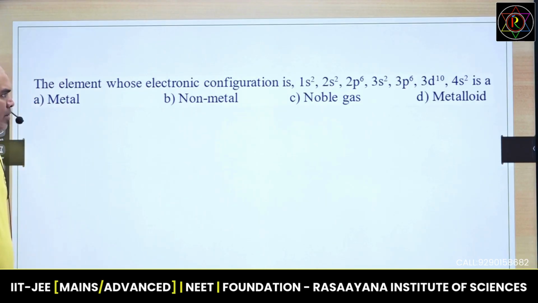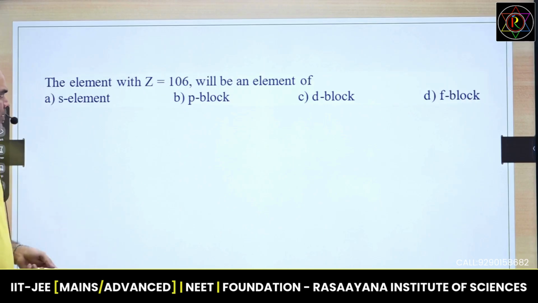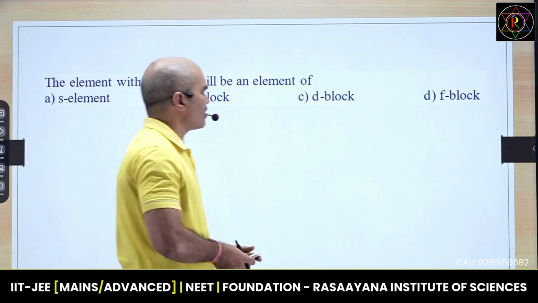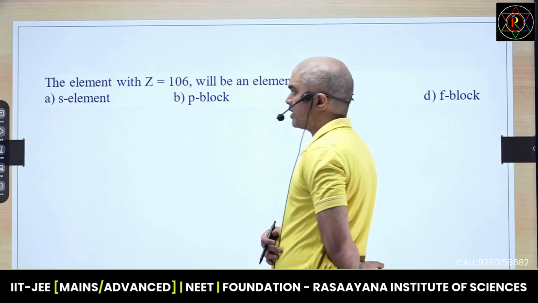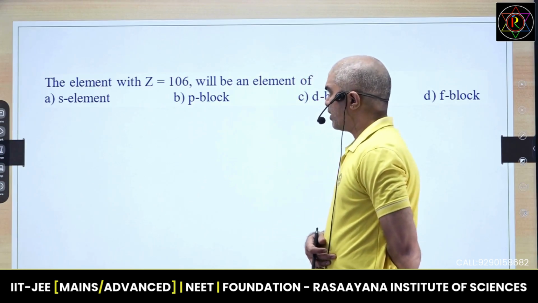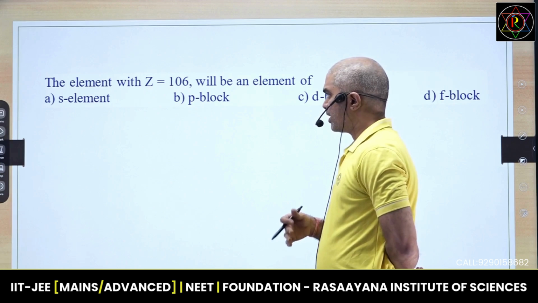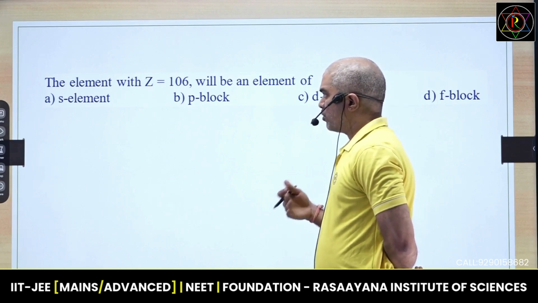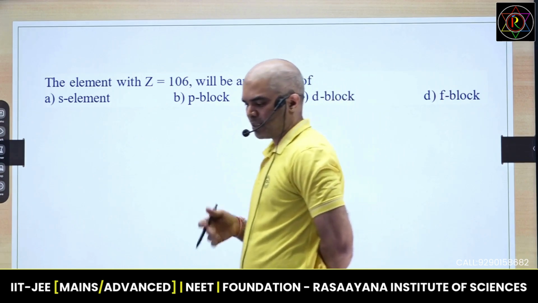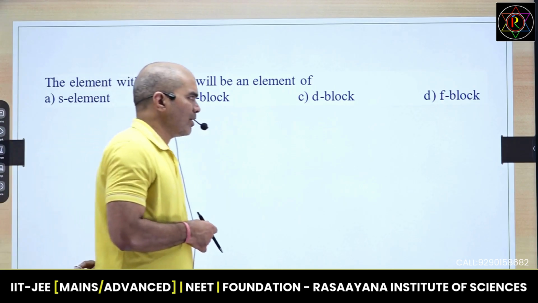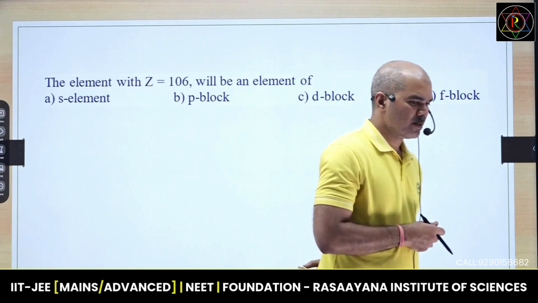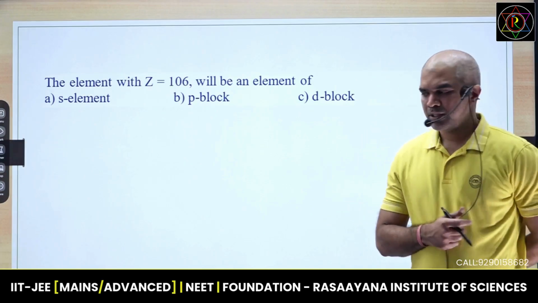The element with atomic number 106 will be an element of S block, P block, D block, or F block. Just take some time. The element with Z equal to 106 will be an element of S block, P block, D block, or F block. 106 is seaborgium. Directly you can say it belongs to D block without any confusion.